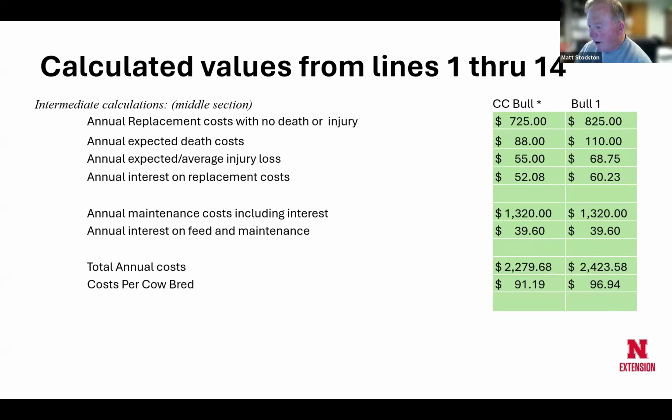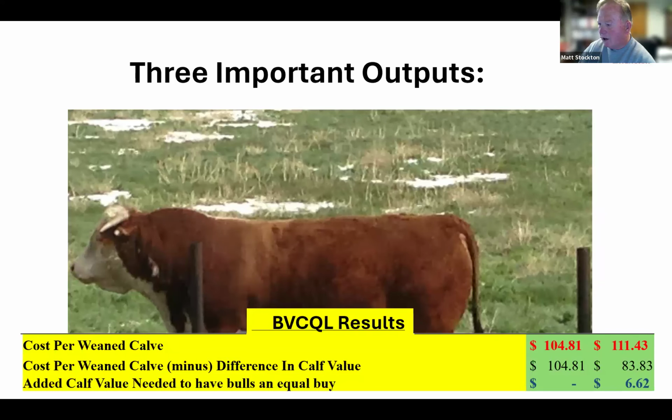Well, if you take that away from the $111, you come up with this $83.83, that is actually what the calf, if it's worth the $27.50 more, then that's what it's actually going to cost you, because that's now the calf's worth more. So you're actually not reducing your cost, but you're able to say that, hey, it's like having an $83.83 cost for breeding because of using the bull. Okay, does that make sense? Yeah, because of the bull's value.